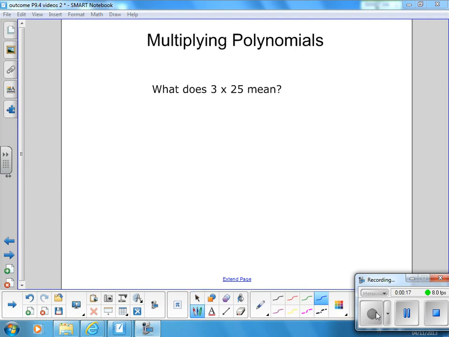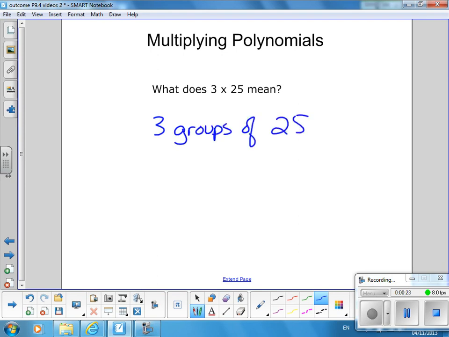Well, this is like saying 3 groups of 25. So we would have 3 different groups of 25 items, and if we were to add them all up, there would be 75 items altogether. So that's what it means when we are multiplying integers or numbers. It's how many groups of another number you have.